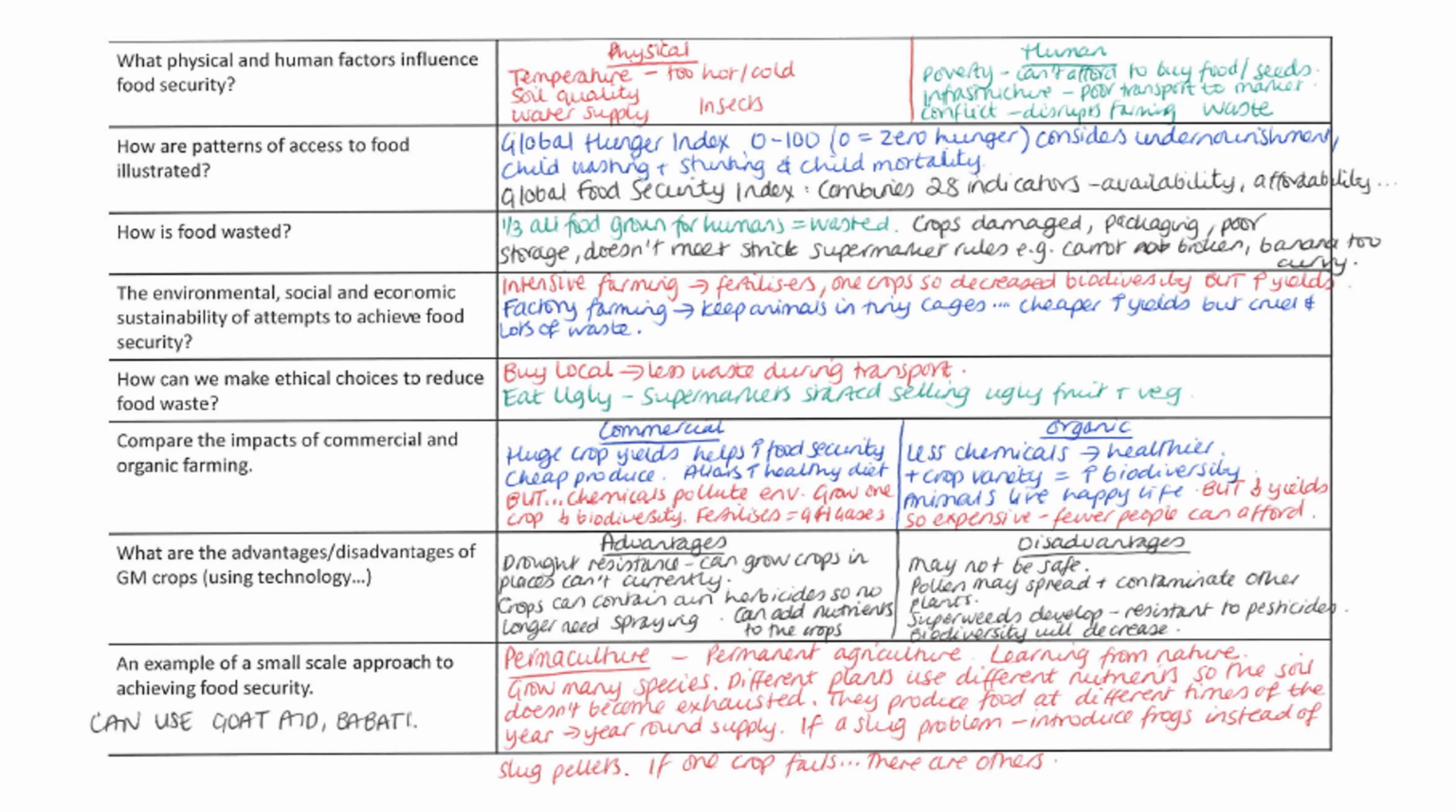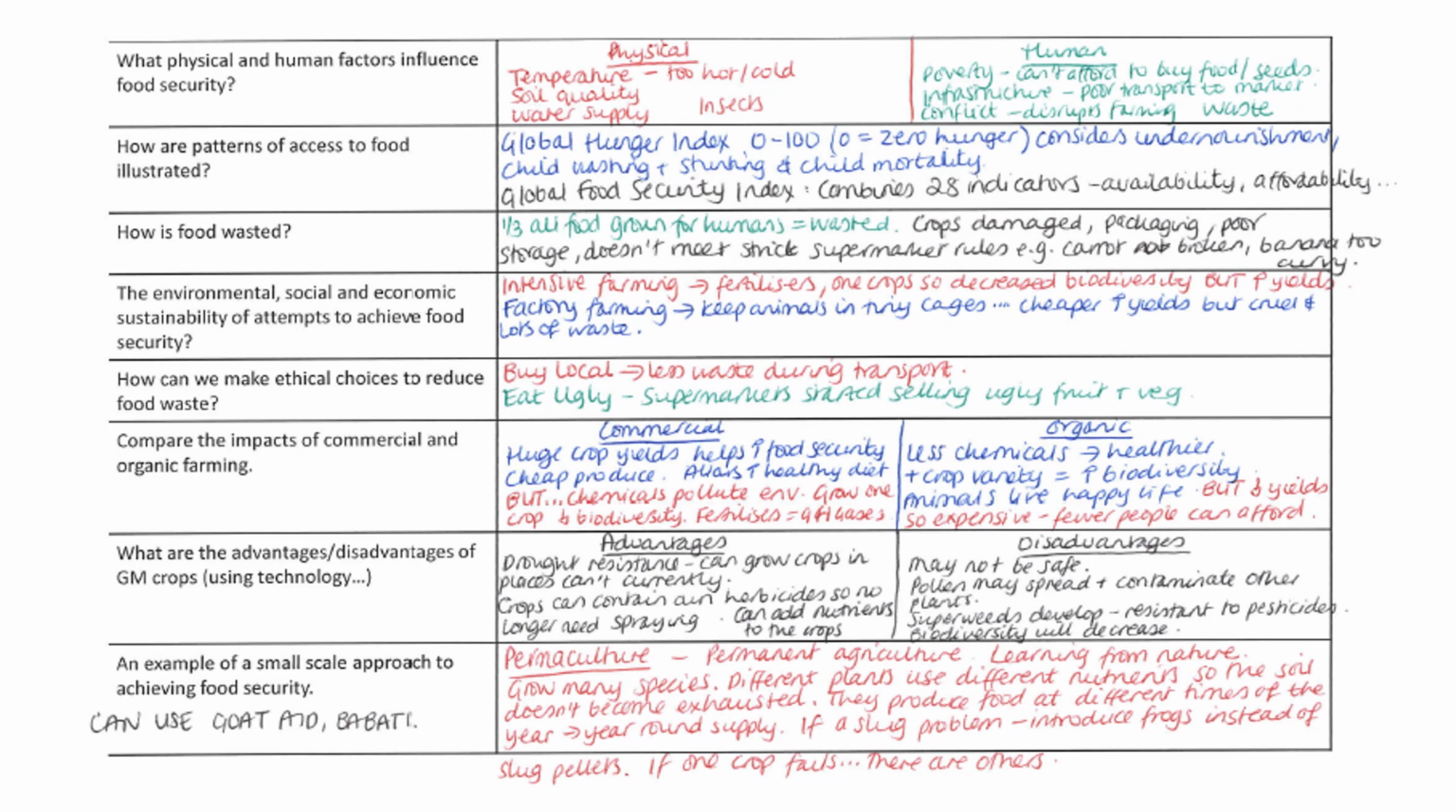How can we make ethical choices to reduce food waste? Buying things that are locally grown so that we don't waste loads of products during transportation. Eating ugly. Supermarkets have started selling ugly fruit and veg so that it's not thrown away, it's not wasted, and we don't need to grow as much. Commercial versus organic farming. Commercial farming, you will be able to grow a huge amount in terms of yield. You will be able to grow a huge amount of food to improve food security cheaply.